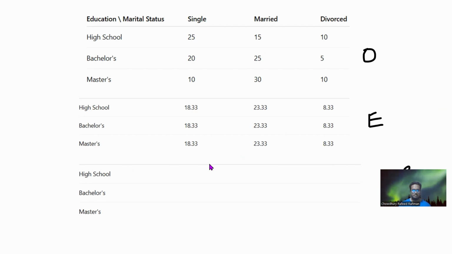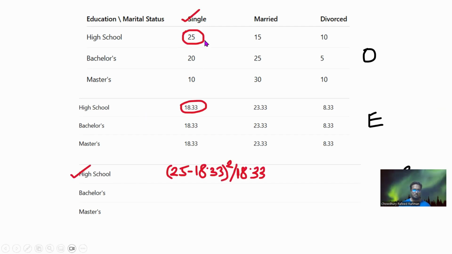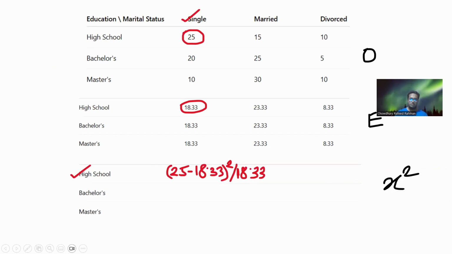So how do we get that? Suppose we want to get it for high school and for single case. In that case, we are going to get this value, which is the observed, this value, which is the expected, minus, and whole square, because we want to avoid the negative signs. And then we divide by the expected value for the relative case, basically. So we can do the same thing for every one of these 9 cells.